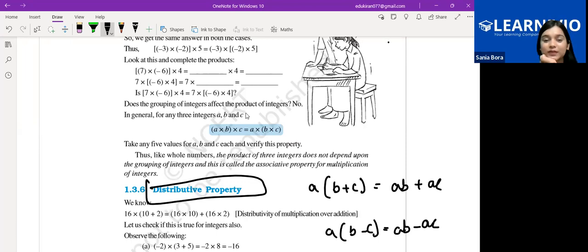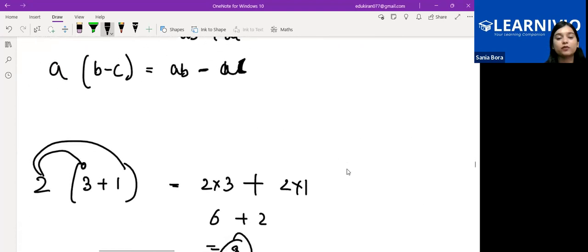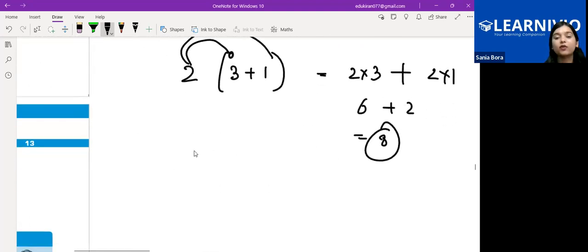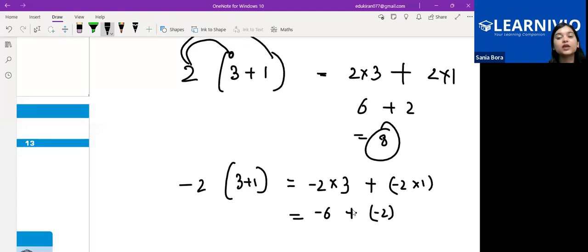Done, ma'am. Okay. Now, I already gave you one example over here, this one. But for example, if it is negative 2, same question, 3 plus 1. Now listen to me very carefully. So how would it be? Negative 2 multiplied by 3 plus negative 2 multiplied by 1. So this I got minus 6 plus minus 2. Getting what I am doing here, students?